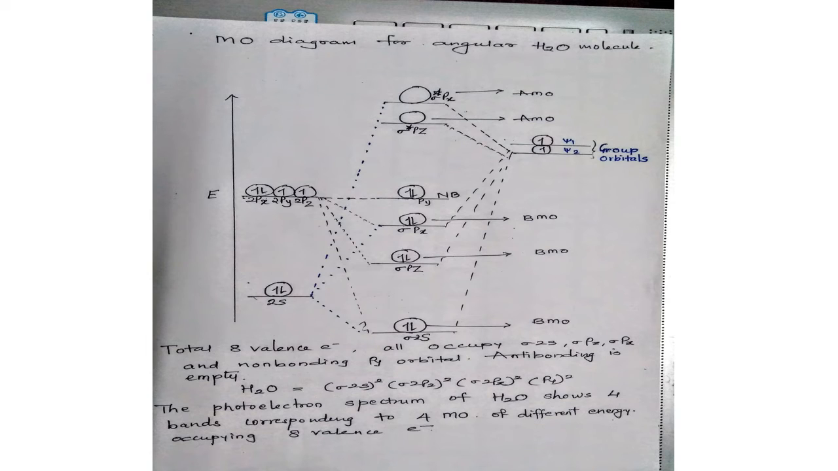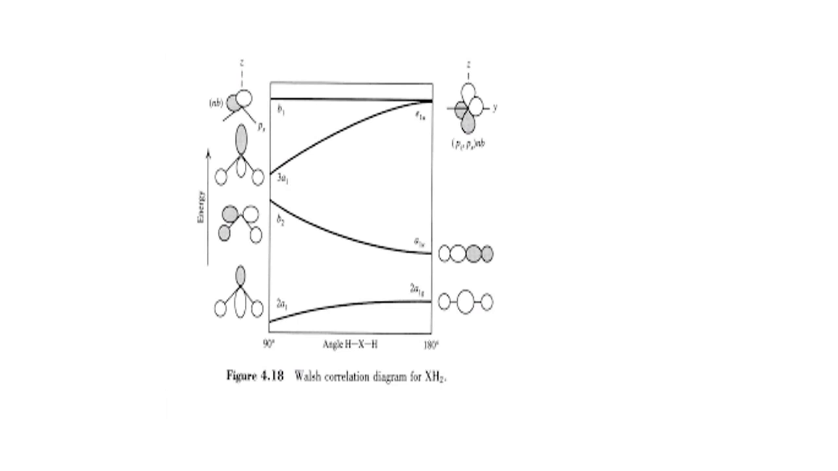The same combination is represented for the sake of understanding in a very lucid way, showing formation of 5 molecular orbitals, out of which 3 are bonding, including sigma 2s. Sigma 2s in angular geometry is shown occupying a lower energy level as compared to that of the linear geometry. The reason is the peripheral hydrogen atoms are closer in angular geometry.